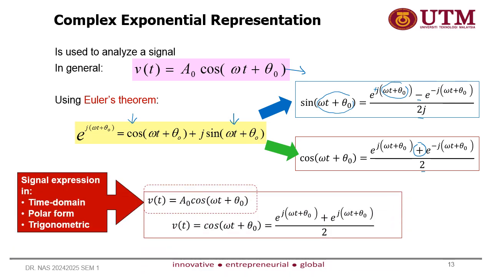In summary, when you have a trigonometric function, it can be written in exponential form by using Euler's theorem. This trigonometric function can also be called polar form, or a time signal expression in the time domain, while the exponential form is called the complex exponential function.